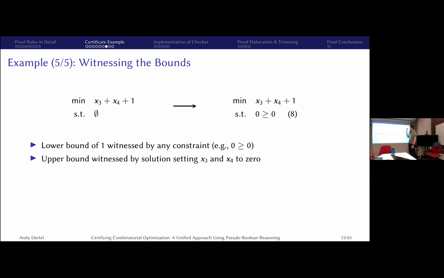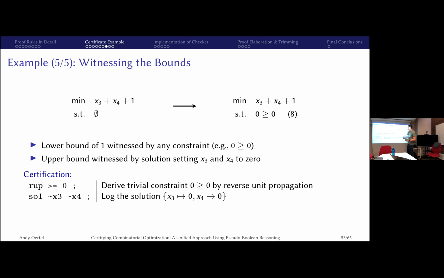And to do this, we can use reverse unit propagation to add the constraint that 0 is greater equal 0. So this just adds this trivial constraint. And because it's trivial, the negation of a trivial constraint is a contradiction, so reverse unit propagation easily works. And then with this solve rule, we log a solution. So we say that x3 is 0 and x4 is 0 with this solve rule.